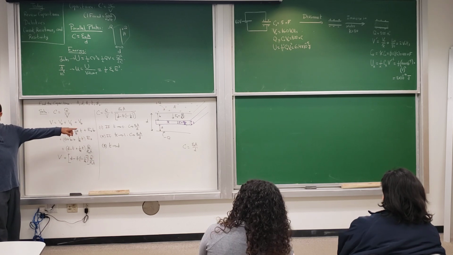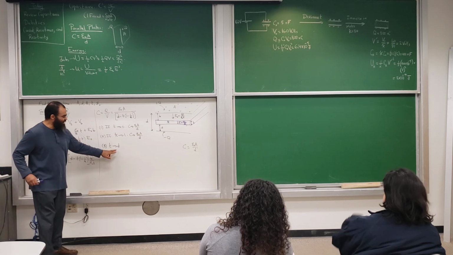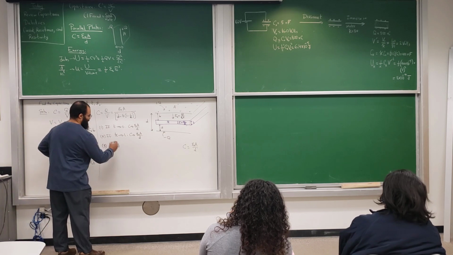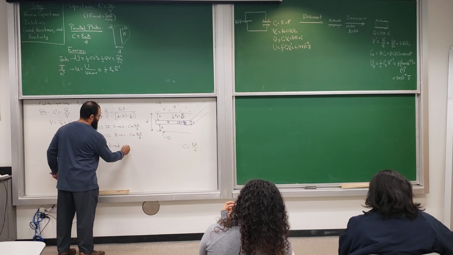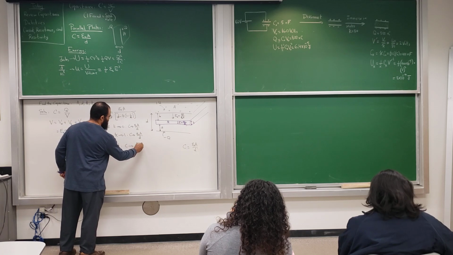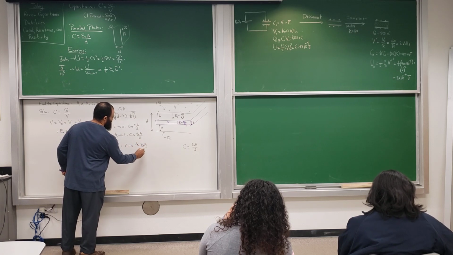Is it clear now? Okay. So if the thickness becomes D, you will notice the capacitance becomes kappa times epsilon naught A over D, as it should.